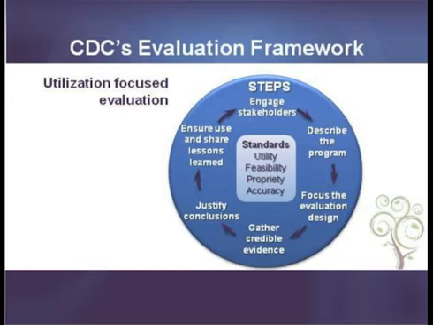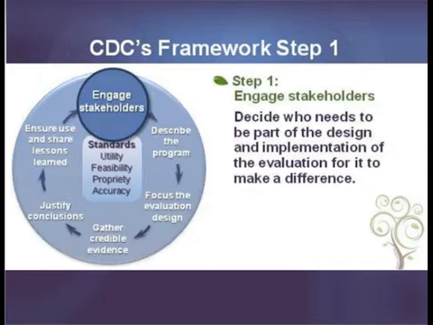Let me quickly walk through the steps one by one, and then I'll talk a little bit about how the steps are viewed together. So the first step is engaging stakeholders. That means deciding who needs to be part of the design and implementation of the evaluation for it to make a difference. Now, often you've engaged these people in some detail when you created the project itself. So if so, you're piggybacking on that. Sometimes there are unique stakeholders you're going to want to engage. But we'll see that this flavor of stakeholders, although we call it step one, flows throughout all the steps of the framework.